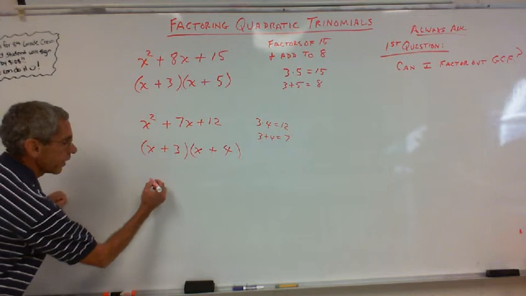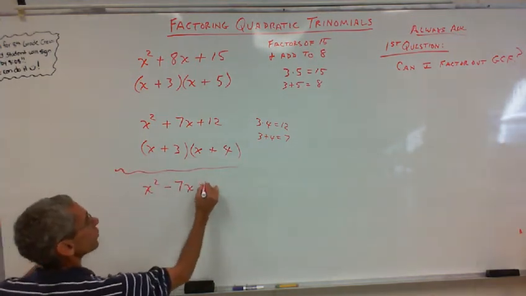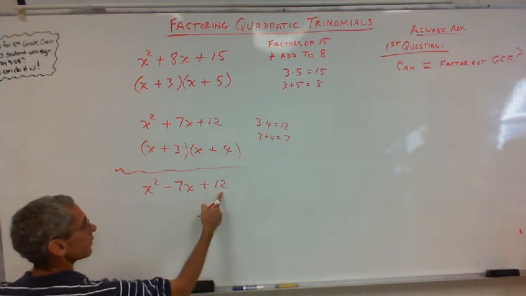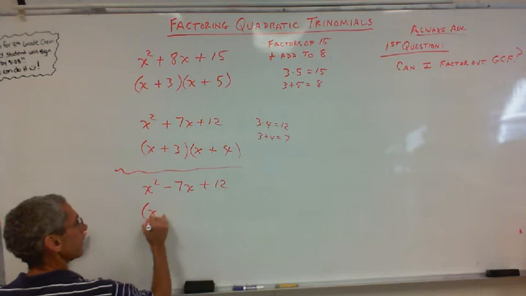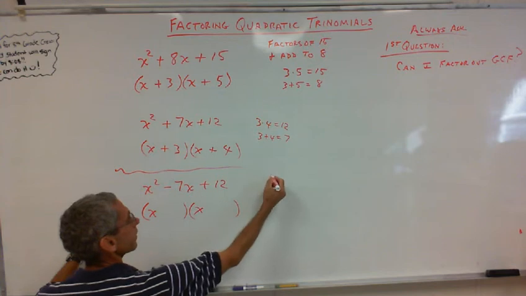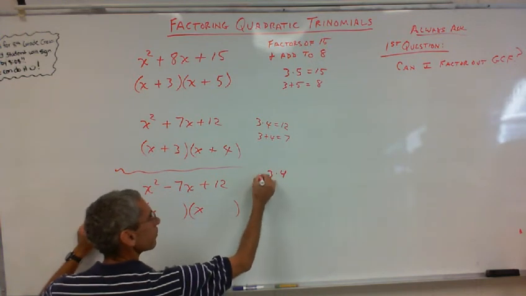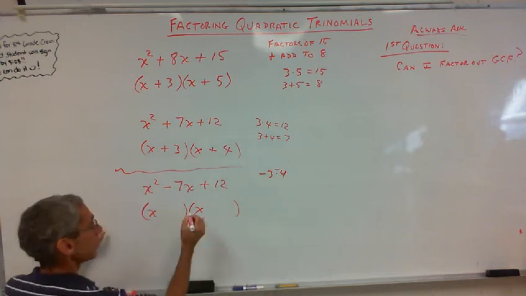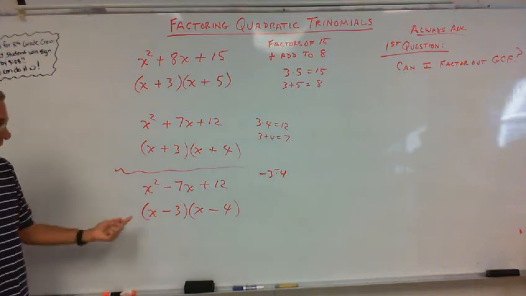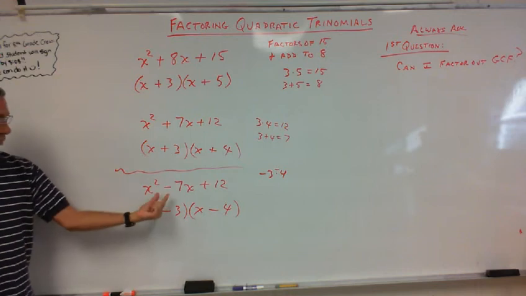So if I had x squared minus 7x plus 12, the same thing as this, except that's a minus, the only way I could get a positive 12 and negative 7 would be factors of 12 that add to negative 7. Well, it can't be 3 times 4, because that adds to positive 7. It would have to be negative 3 times negative 4, right? So I would put negative 3 here and negative 4 here, because negative 3 times negative 4 is positive 12.